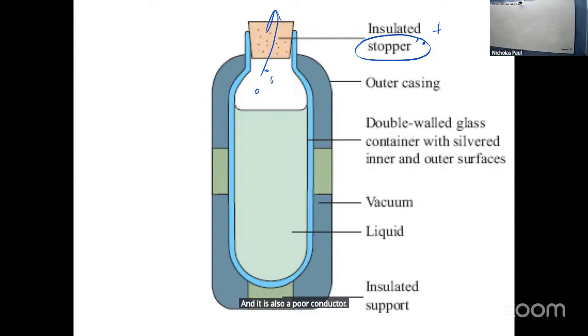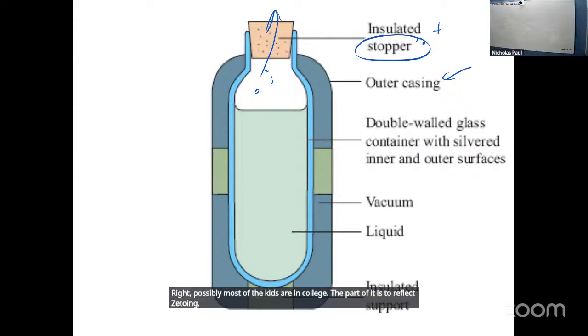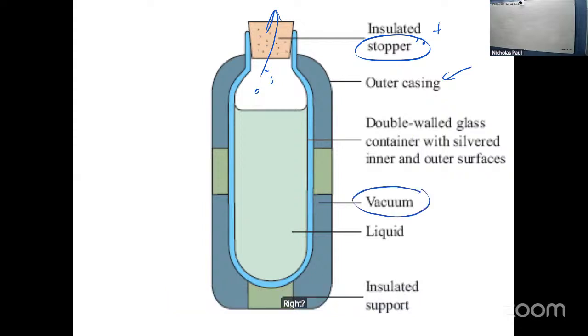Why do we have the outer casing? Part of the outer casing is metallic, so part of it is to reflect heat away. What about the vacuum? I'll leave the harder one for last. What about the vacuum? It stops heat loss by what?